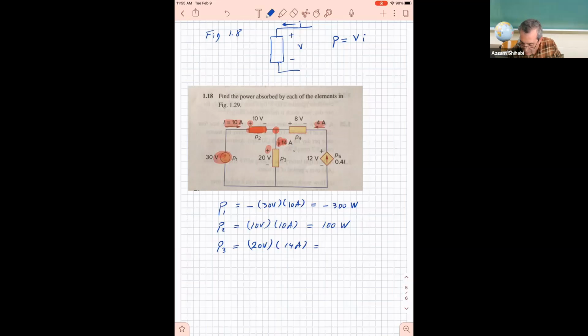So here, see how we got the negative? That means this element is supplying or generating power. The other ones, P2 and P3, are positive. This is positive here. And the other one, 20 times 14, 280 watts, also positive. This element is absorbing. Got it. Thank you.